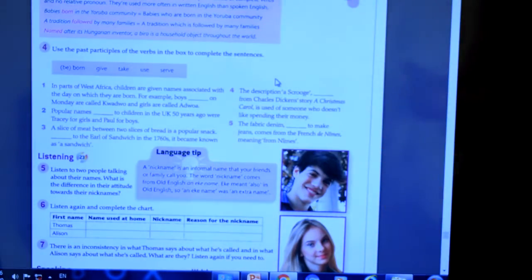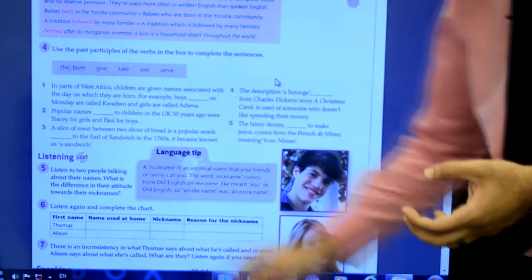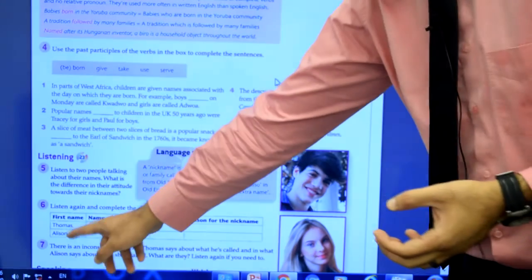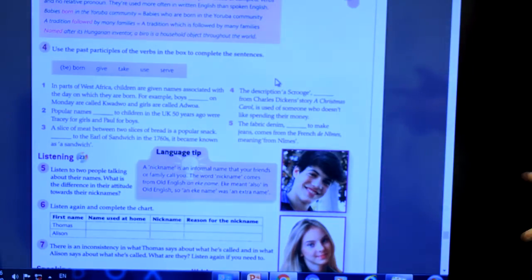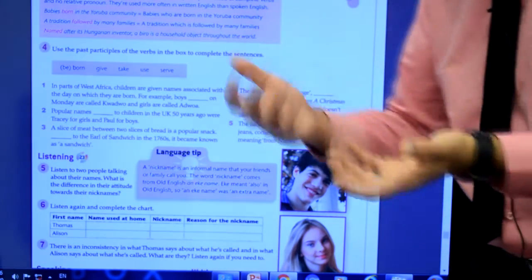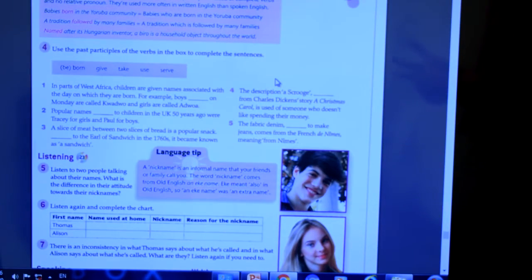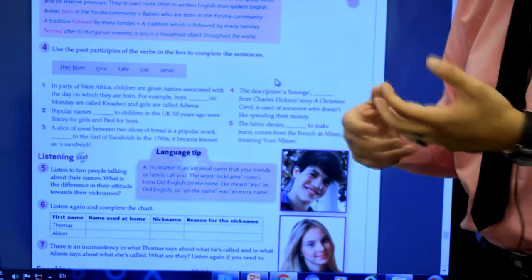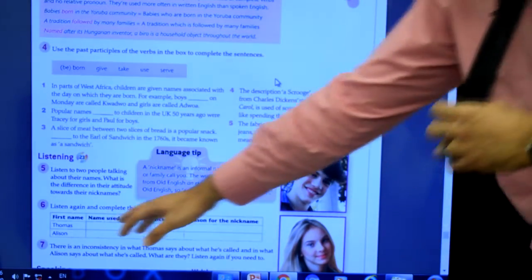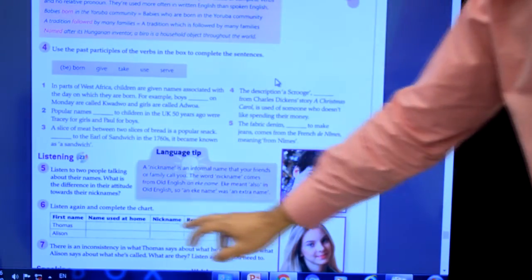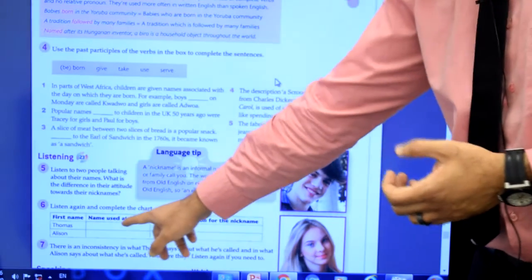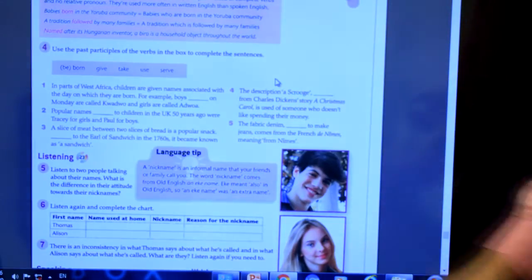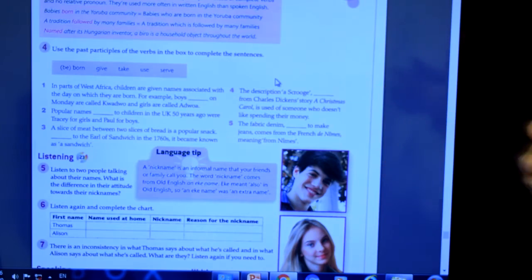Then we get to the use of English. The listening part, we have 2 people, as you can see. Yes, Thomas and Alison. We're going to listen about their attitudes and their characters giving their names. We have other 3 columns here we're going to use. We have to get the name used at home. Do they call them Thomas or something else?